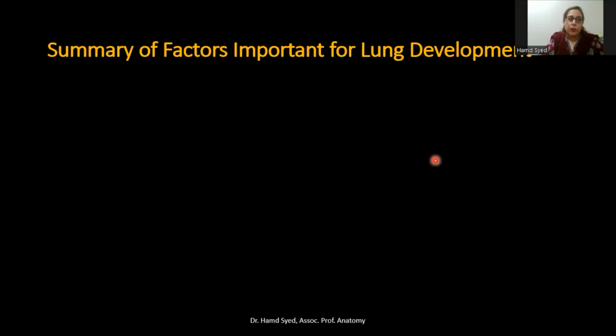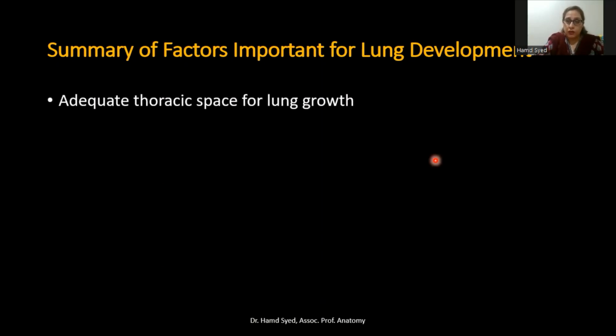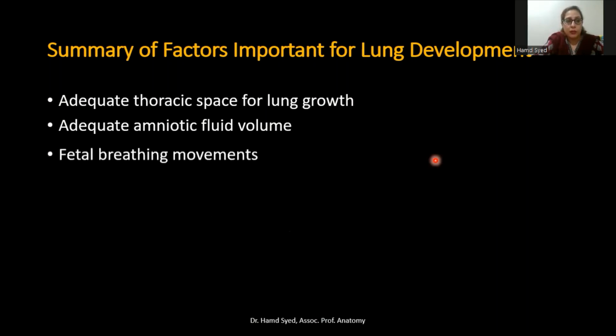At the end of this topic, I would like to summarize a few factors which are important for lung development. Since we were talking about lung development, I would like to summarize the factors which are necessary for the development of the lungs. The first one is the adequate thoracic space for lung growth. Of course, the lungs need a growth area to expand within. And then the adequate quantity of amniotic fluid. This is also essential for lung development.